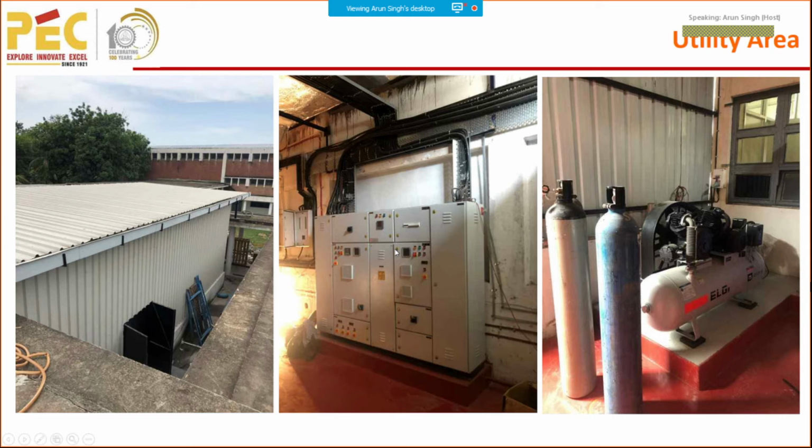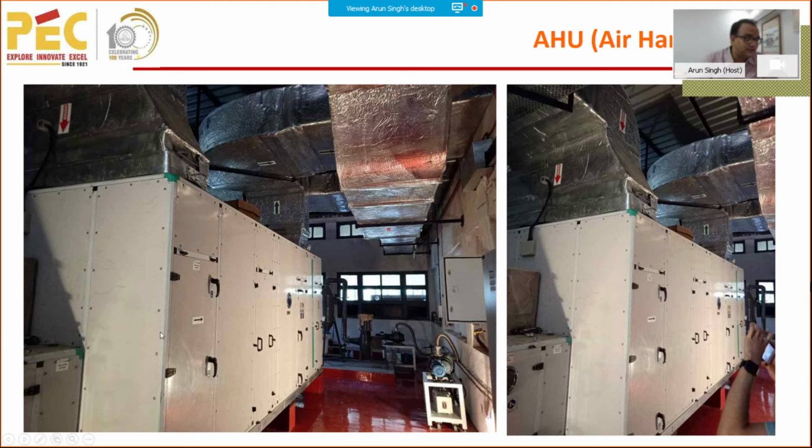So this is just a glimpse of various parts of the lab. On this left side, you can see the utility area, which is going to support our clean room facilities. Inside it, this is an electrical panel. Then we have an air compressor of 5T. Then this is the left side.